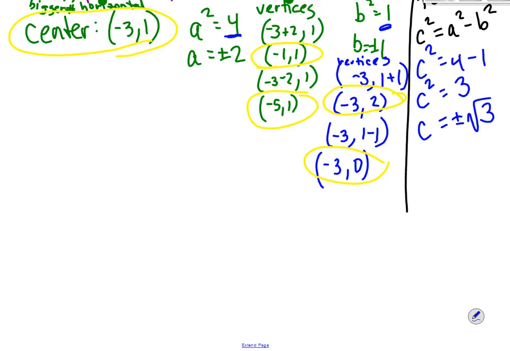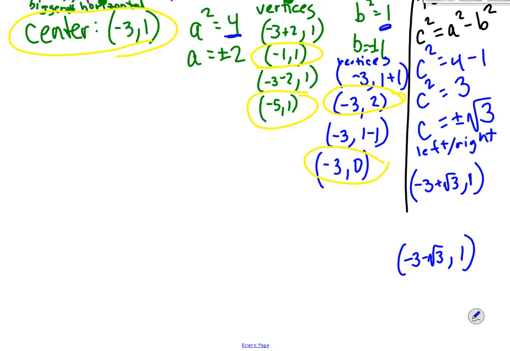To find our foci, since it goes left, right, I'll just write left, comma, right. We'll say that from the center, -3 plus the square root of 3, comma, 1 will be one foci, and -3 minus the square root of 3, comma, 1 will be the other one. And so this one is going to be, I think I have it written here, it's a little small for me to see, -1.3 comma 1. And this one is about -4.7 comma 1.